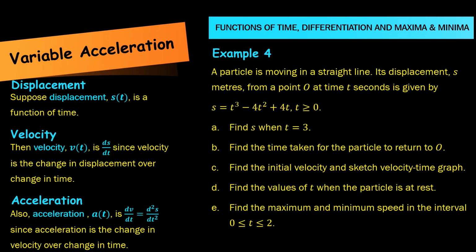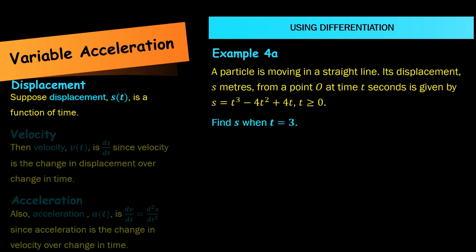So let's solve part A first. A particle is moving in a straight line. Its displacement, s meters, from a point 0 at time t seconds is given by s equals t cubed minus 4t squared plus 4t for t greater than or equal to 0. Find s when t equals 3.